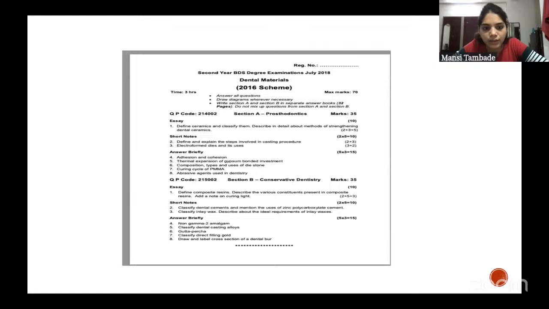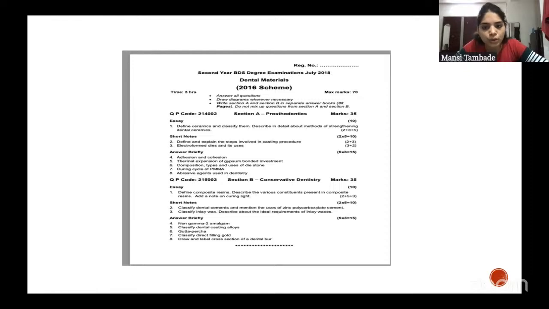Then in conservative dentistry, we have questions: define composite resins. See, there is a question, add a note on curing light. This is the last part of the question. It is for 3 marks. You can write everything about the curing light, how it is different from chemical curing, what curing lights are, how much light it is, for how many seconds you are using it, different types of things you need to write for this question.